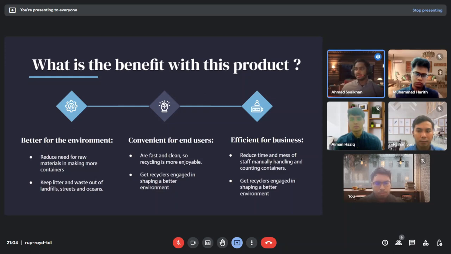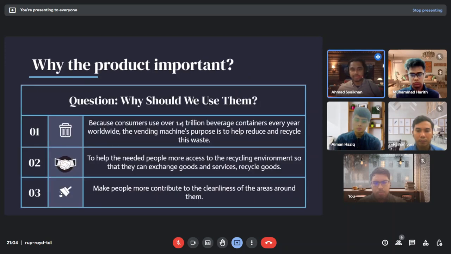And lastly, to talk about efficiency for business, that is, of course, to reduce time and the mess of manually handling and counting the containers. And also lastly, to get the recyclers engaged in shaping a better environment. That is all for me. Thank you.